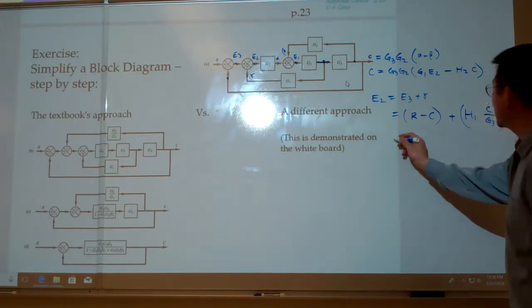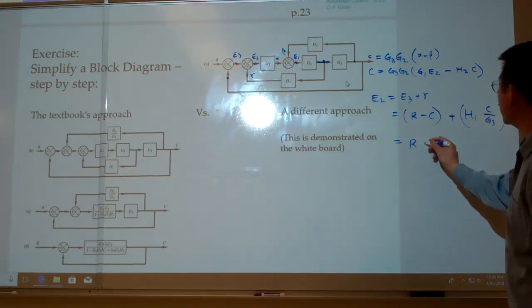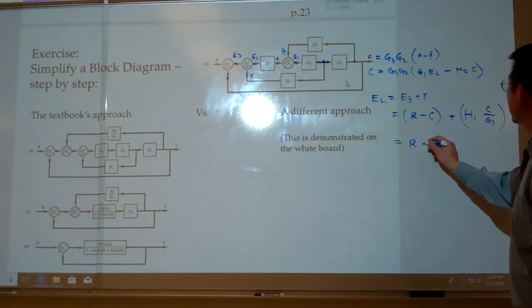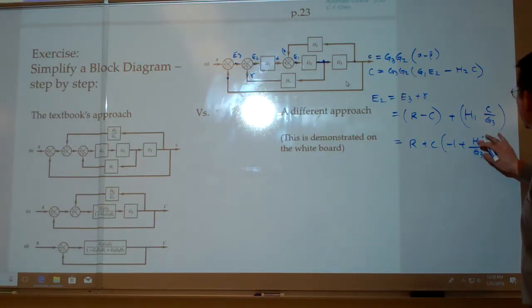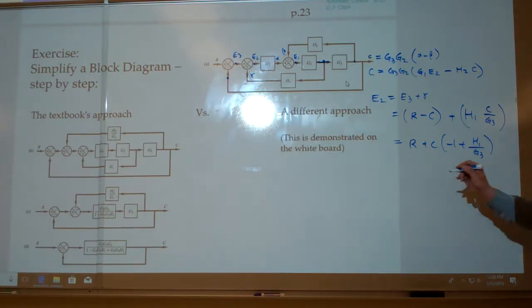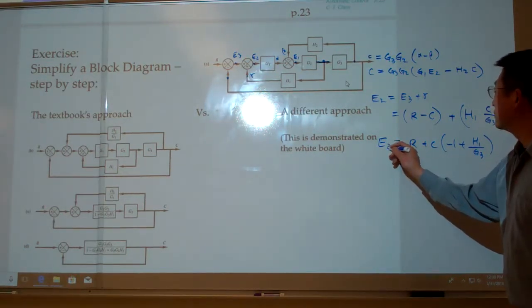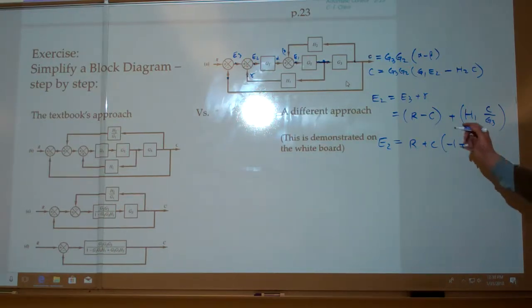From here, let me simplify this one. So this is R plus C and minus 1 plus H3, H1, G3. Okay, I simplified these things. So that is E2.